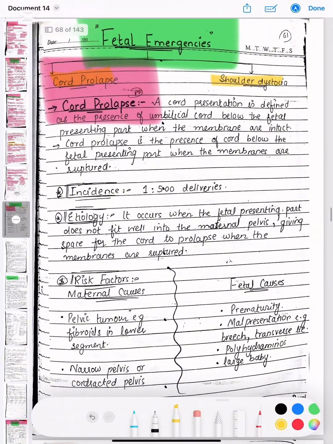So, what is cord prolapse? A cord presentation is defined as the presence of umbilical cord below the fetal presenting part when the membranes are intact. Cord prolapse is the presence of cord below the fetal presenting part when the membranes are ruptured.